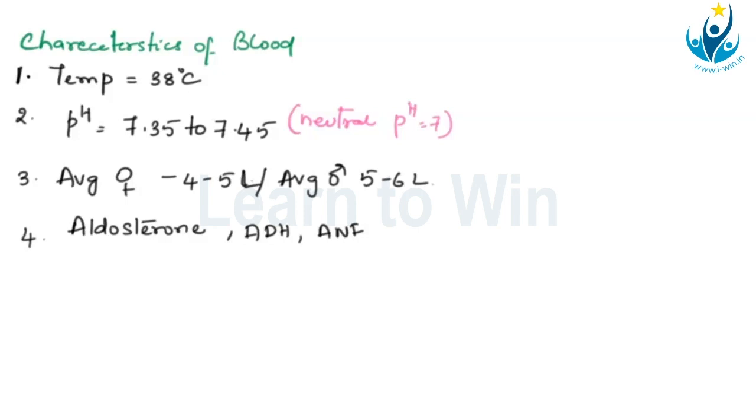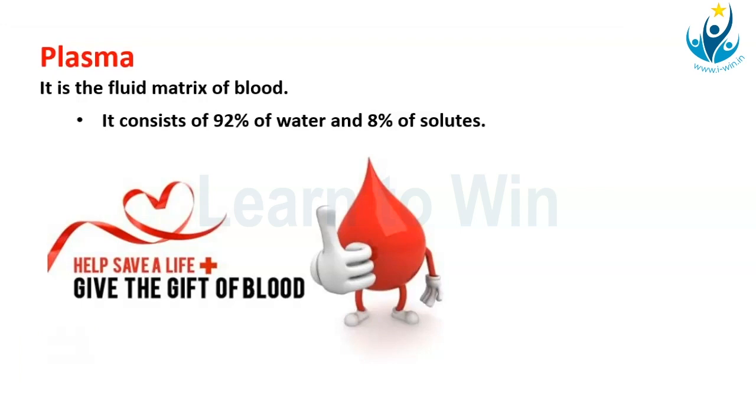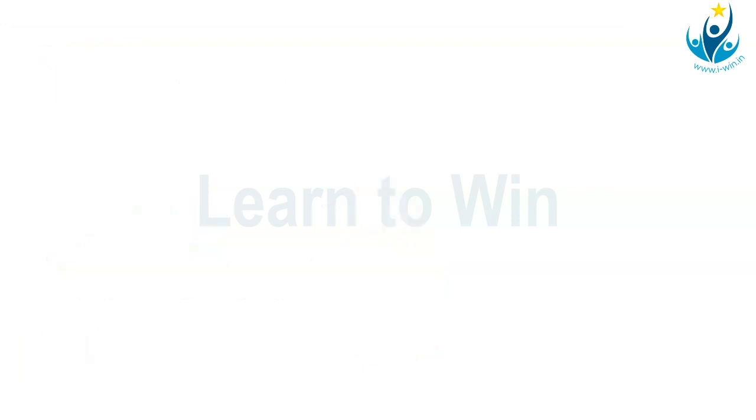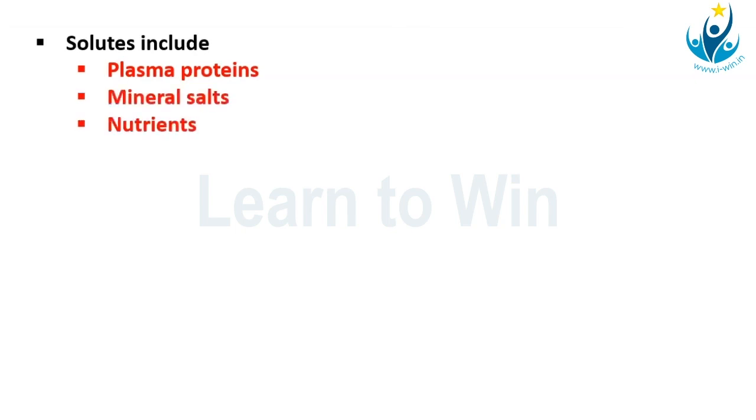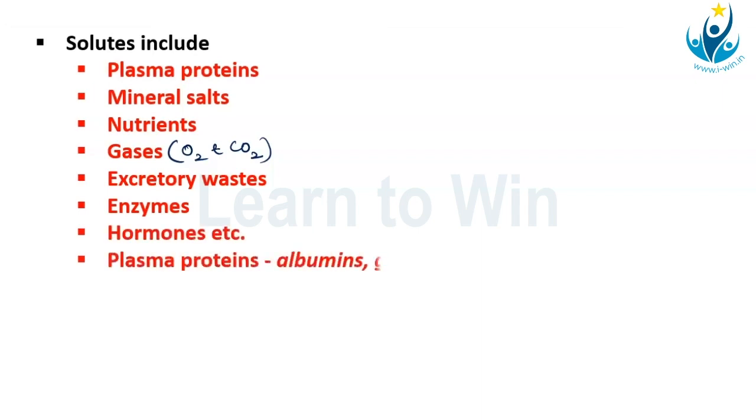Right, so let us now go into the components of the blood and let us start with the plasma. As we have discussed, plasma is called the fluid matrix of the blood and the extracellular matrix of the blood, and we know that it constitutes 92% water and 8% other solutes. So what are those solutes present in the plasma? They are plasma proteins, mineral salts, various nutrients, gases. The gases we are talking about are oxygen and carbon dioxide, excretory waste products, enzymes, hormones, etc.